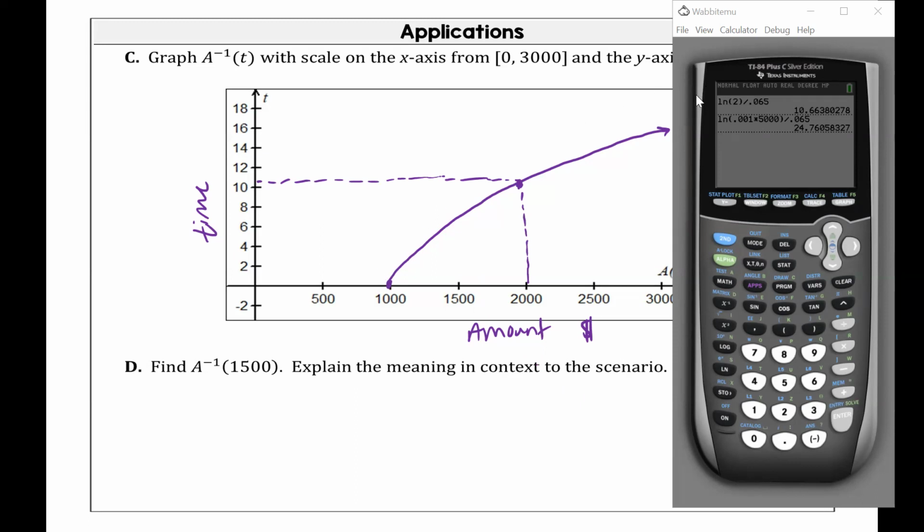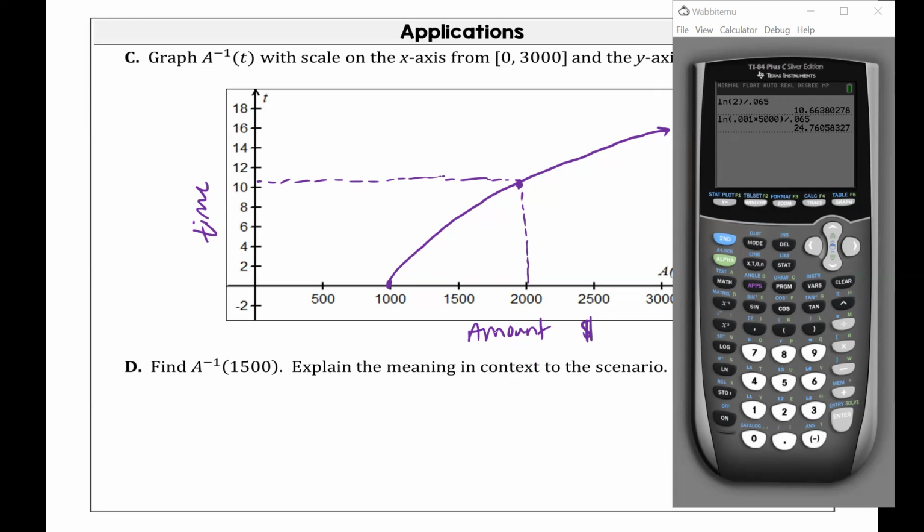It's concave down, because it's a log. The inverse is a log, right? Natural log of 0.001.